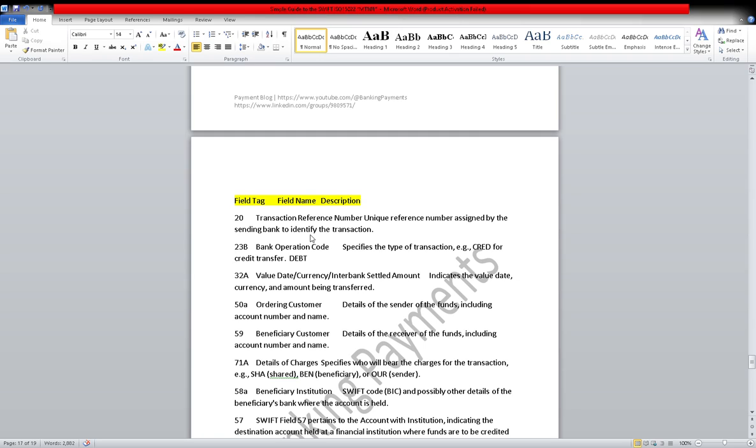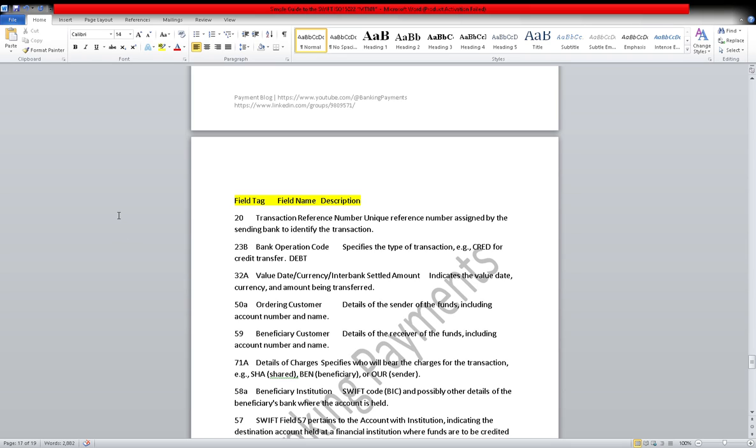First one is the transaction reference number. One more thing: from today, every day you have to mug up, remember, all these fields randomly one by one, like 20, 23B, 32A, 33B. It's not mentioned here, but I will tell you which fields you have to remember. Then 50K, 52, 53B, 54A, 56, 57.